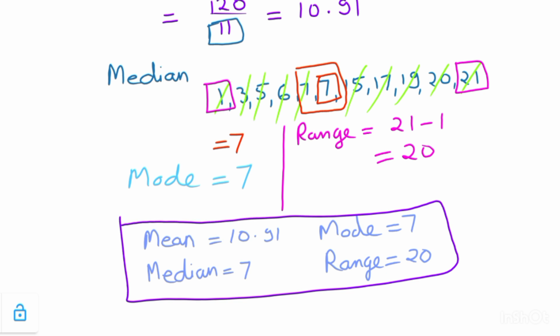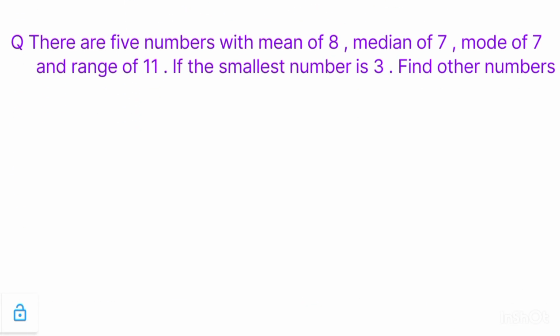Now let us take another question. In this question, there are 5 numbers with mean 8, median 7, mode 7, range 11, and the smallest number is 3. Find the other numbers. So we have to solve this question. I will give you this as homework.